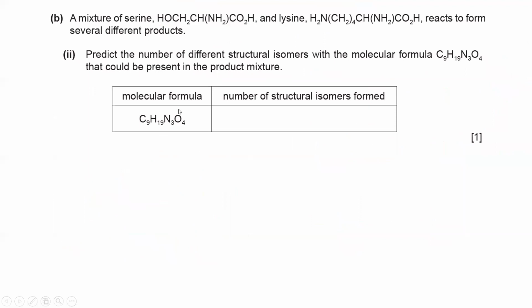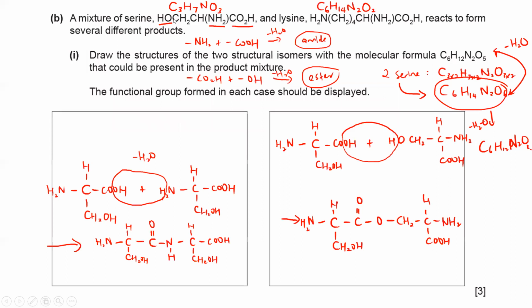Right, now part B2, they would like you to predict the number of different structural isomers with the molecular formula C9H19N3O4. So this time, they want you to predict the number. How many isomers can be formed from a mixture of serine and lysine with this 9 carbon product. Let me go back to the previous one. I want to copy down the molecular formula of serine and also lysine.